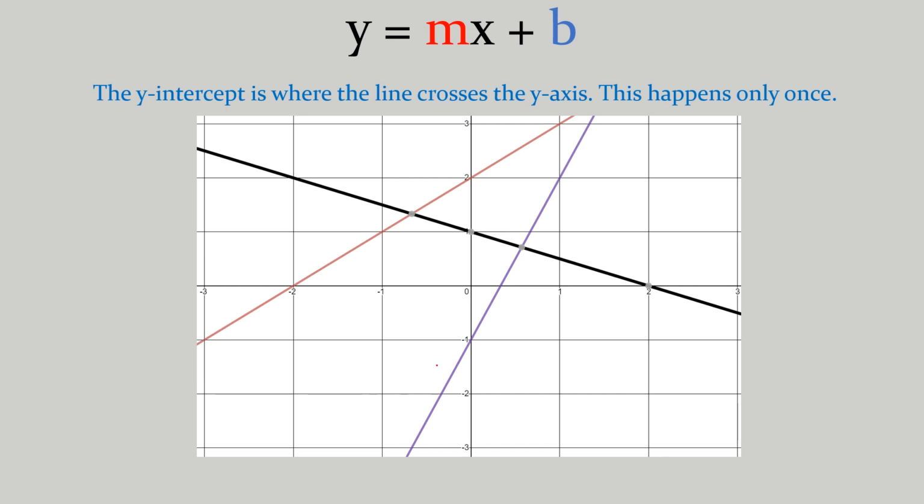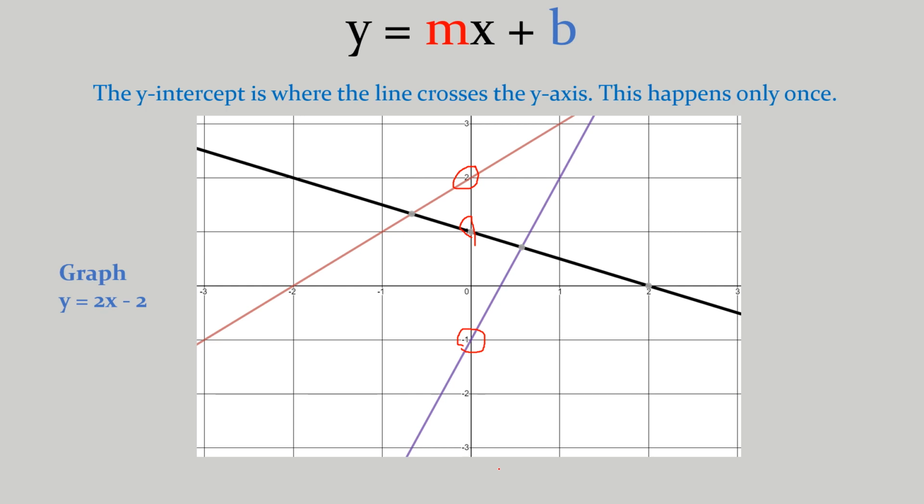For this purple line on this graph, we can see that our y-intercept, our value of y when x is equal to 0, is negative 1. For the black line, it's 1. And for the brownish line, it's 2. So once we have a slope and a y-intercept, that's enough information to graph a line.